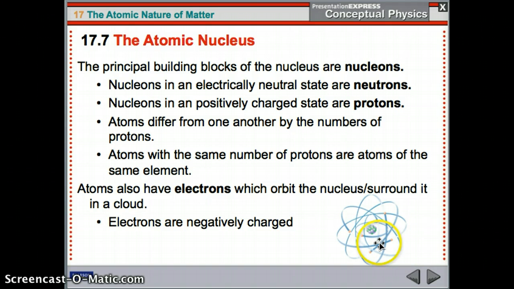Also, they have electrons that orbit the nucleus. You can see in this diagram here, as they go around, these are the electrons that orbit the nucleus, or surround it in a cloud, more like it. And those are negatively charged particles. So neutrons, neutral, protons, positive, electrons, negative.